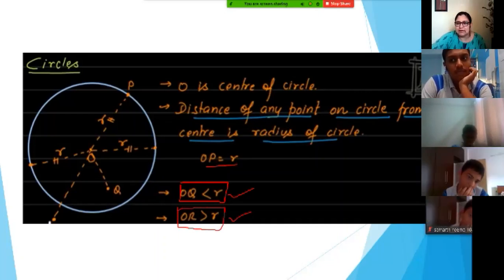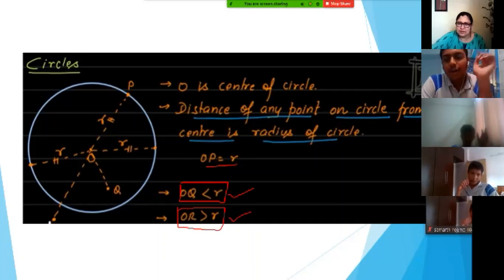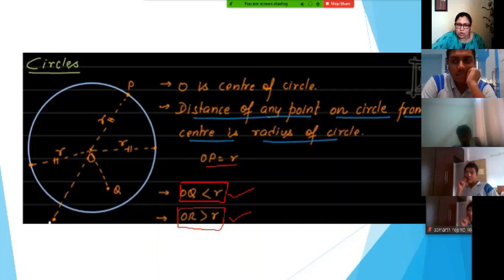As it is, we say a circle cuts a plane into 3 parts. What are those 3 parts? Outside, inside, and on the circle. Exterior plane, yes. Exterior part, interior part, and on the circle. So when I was talking about Q, it is interior to the circle. R was exterior. And P was on the circle.